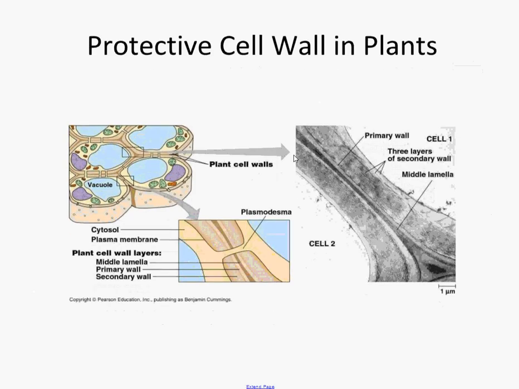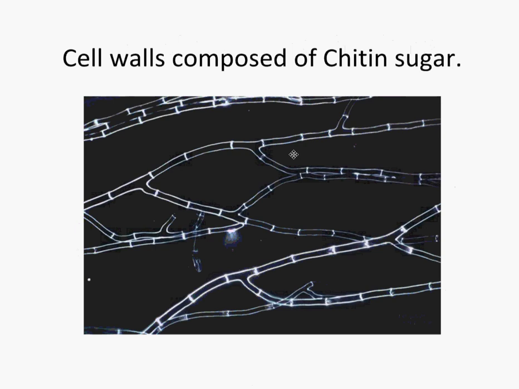Another structure that is not unique to plants, but plants definitely have them, are called cell walls. The cell wall gives the plant cell structure, gives it protection. It is made out of cellulose in plants, but in fungi, the same structure that does the same thing is made out of chitin, which is another type of sugar.